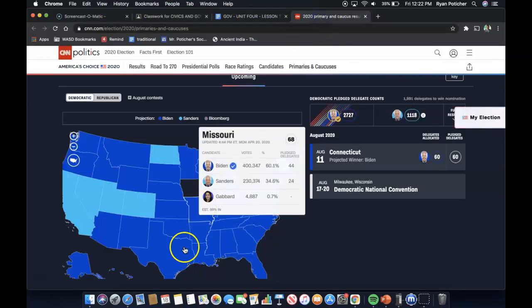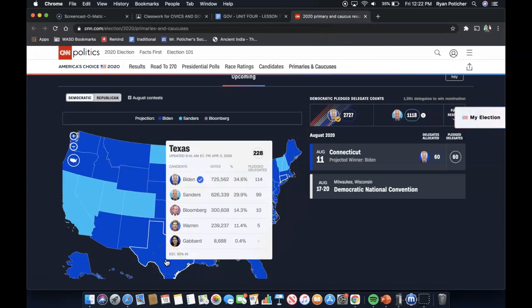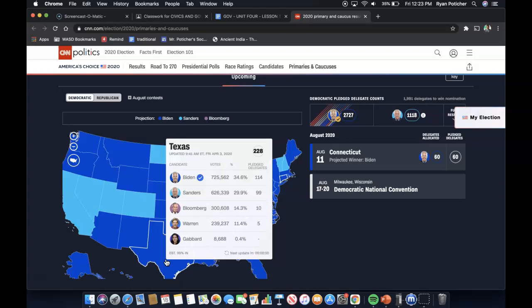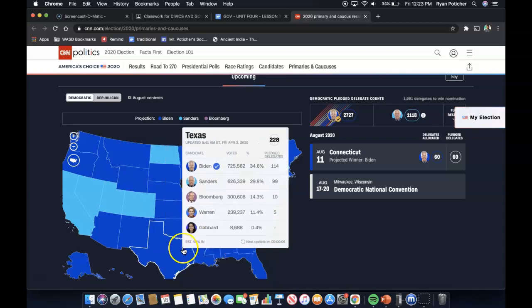Texas. Located right here, Joe Biden won the state of Texas, followed by Bernie Sanders, followed by Mike Bloomberg. Joe Biden won 34.6% of the vote, followed by Bernie Sanders' 29.9% of the vote, followed by Mike Bloomberg's 14.3% of the vote. Joe Biden won 114 pledged delegates, Bernie Sanders won 99, and Mike Bloomberg won 10 pledged delegates.